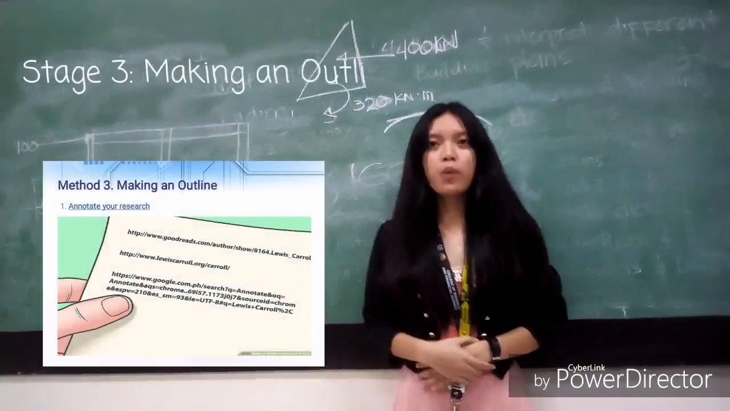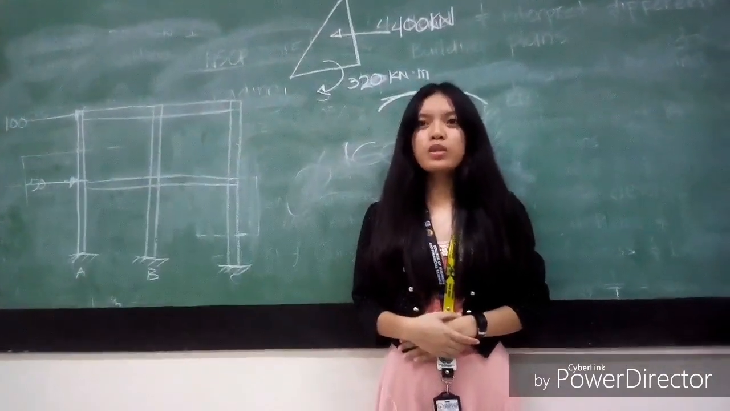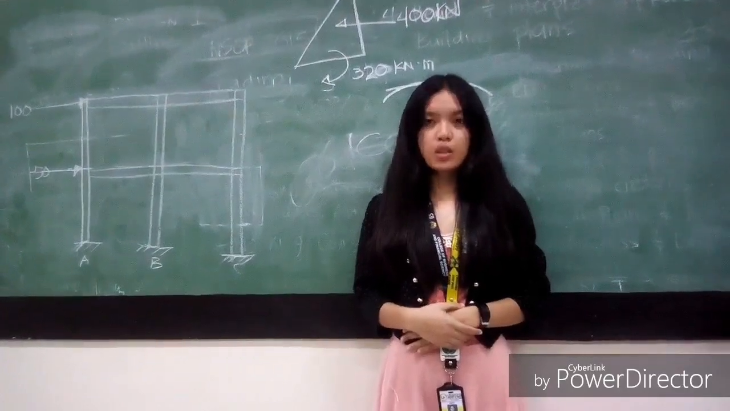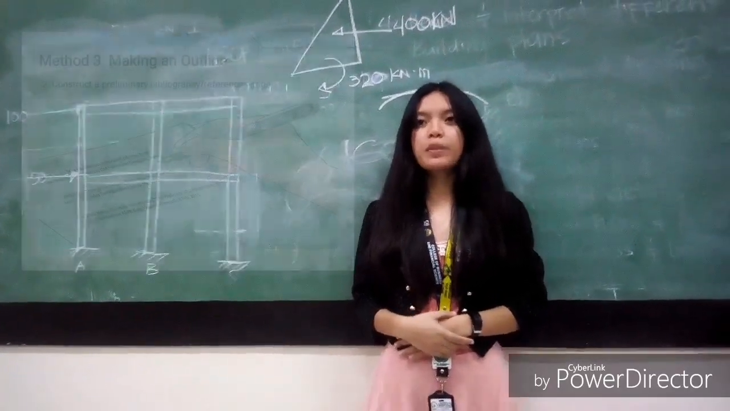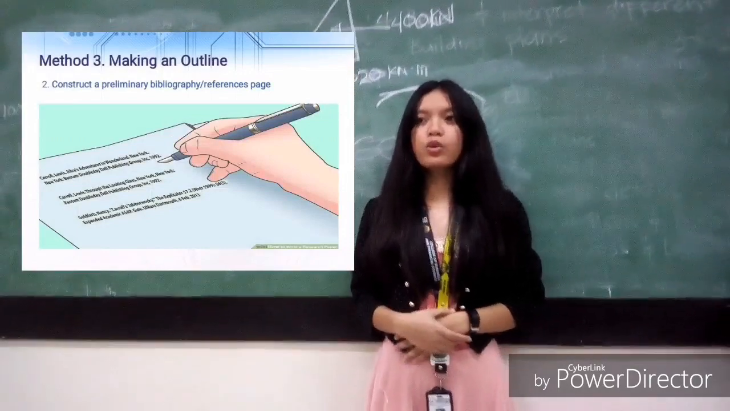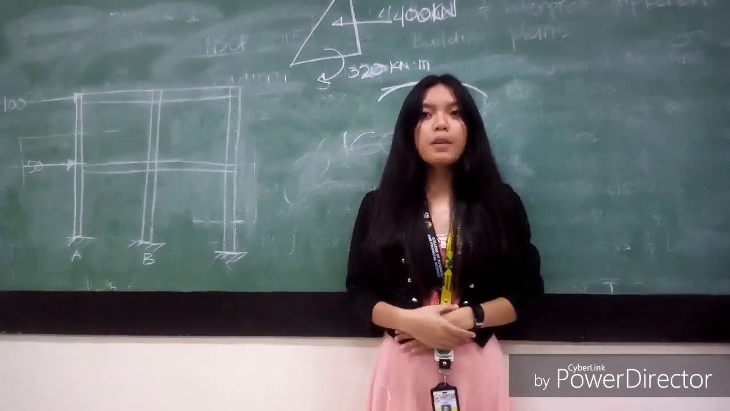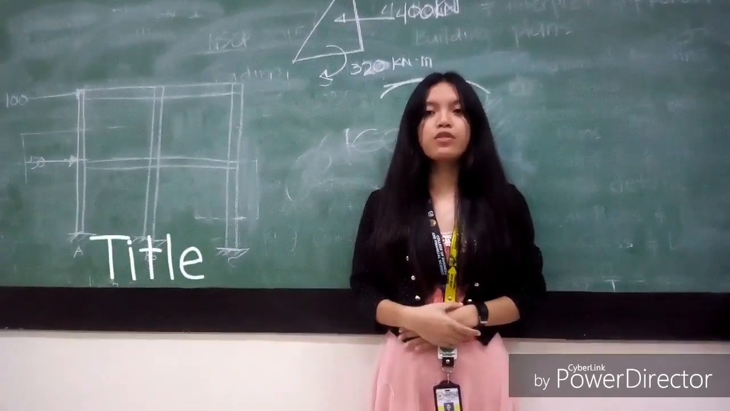Make an outline. 1. Annotate your research. This is very important. Read through all your notes and take down notes on what you think is important. Number 2. Construct a preliminary bibliography reference page. As you go through your notes, mark down the author, page number, title, and publishing information.